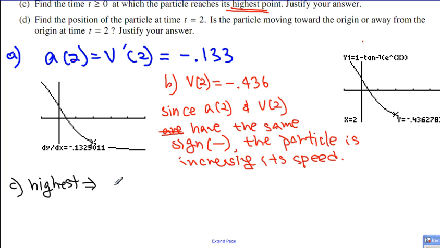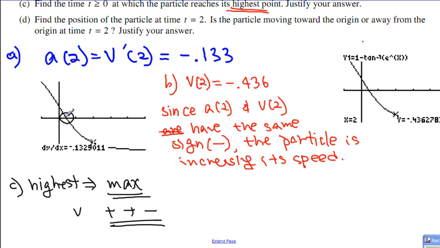Highest point simply means it's got to be the maximum. How can you get the maximum? From its first derivative. The first derivative of the position, meaning the velocity, has to go from positive to negative. Where do you see the velocity go from positive to negative? It's right here, at this point, which is right over there.